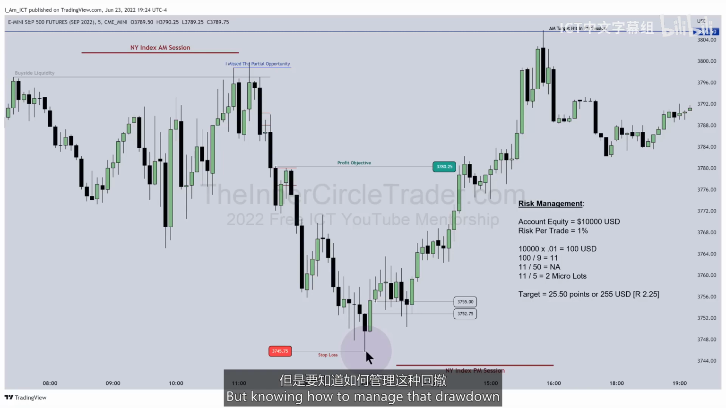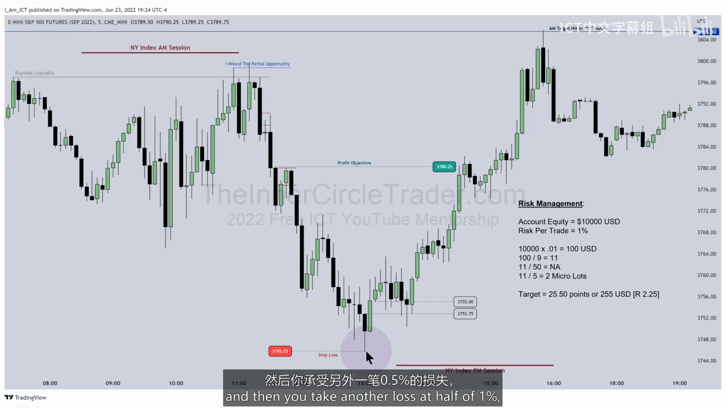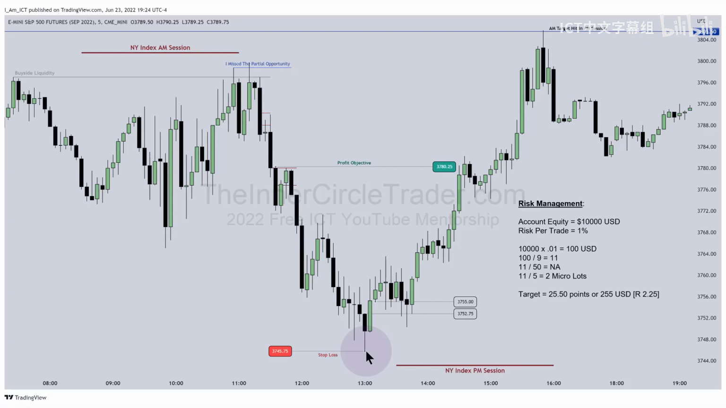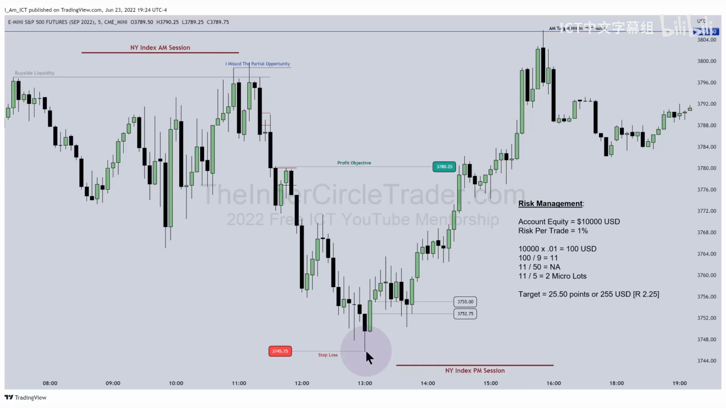But knowing how to manage that drawdown will keep you from blowing your account. It'll control the equity drawdown. It won't be a sharp, jagged falling off a cliff. You run up to new equity highs, then you have a losing trade, which is reasonable. Everybody has a losing trade. You may have a series of losing trades. But if you take a 1% loss, and then you take another loss at half of 1%, and then you take another loss at 1/4 of 1%, you're only down 1 3/4%. That's not a lot of drawdown. But you've now taken three consecutive losing trades.